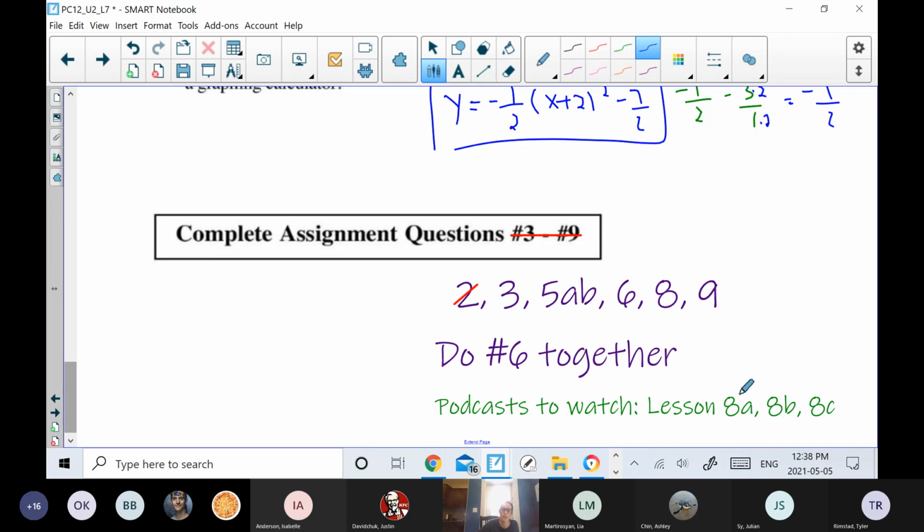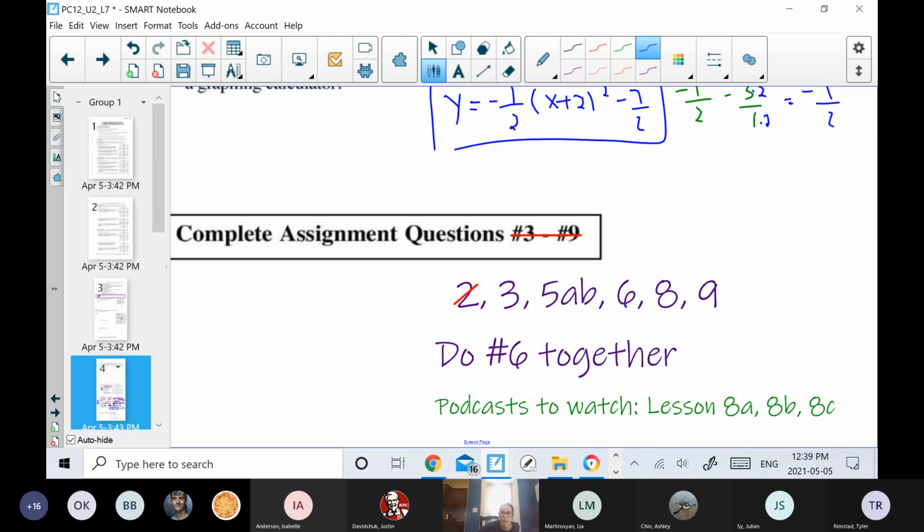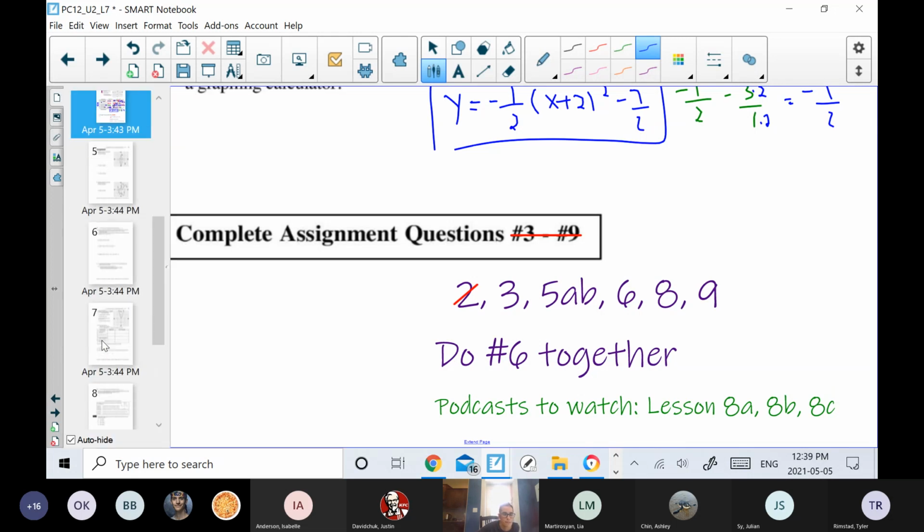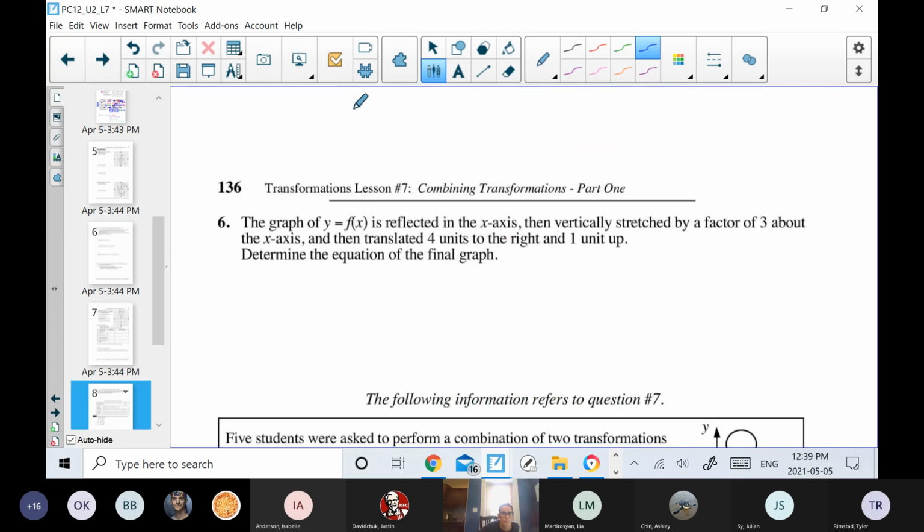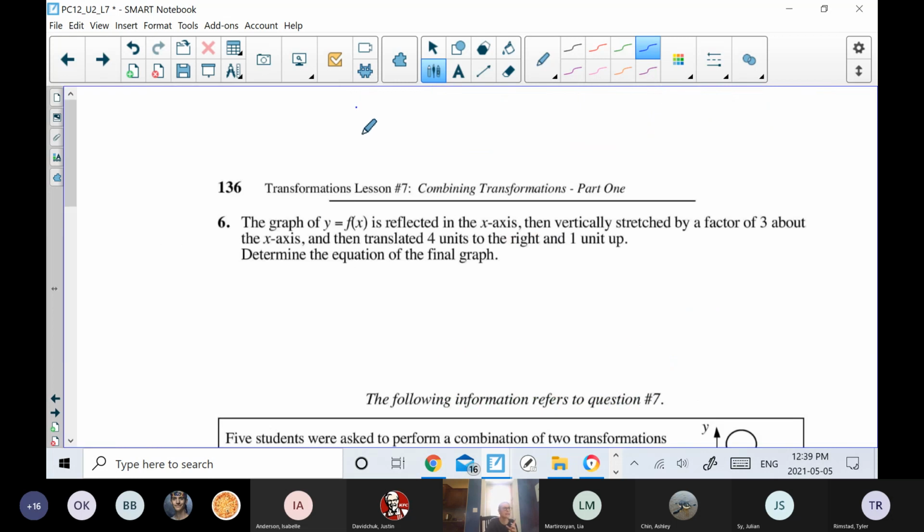Podcasts that I want you to watch tonight on combining all the transformations are 8A, 8B, and 8C. And then let's flip to number 6 and do this one together. Actually, if we do number 6, yeah, and then I'll set you guys up for number 8. Okay, so for number 6, this guy here. It's a little bit easier for this one.